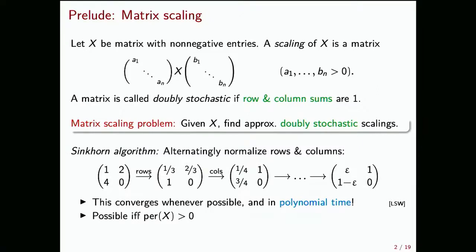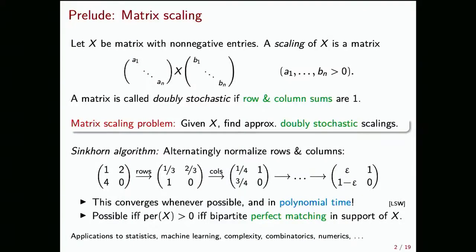Turns out this can be done if and only if the so-called permanent of the original matrix is non-zero, in this case positive, because all the numbers involved are non-negative. Okay, the permanent is like the determinant without the minus signs. It can also be written as a sum over all matchings, bipartite matchings.